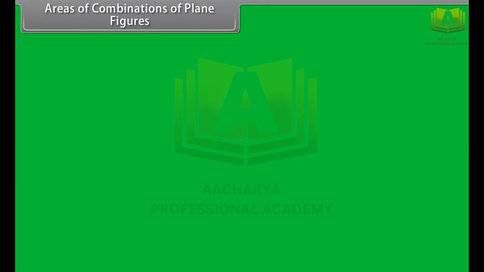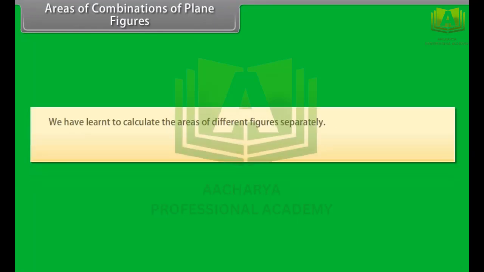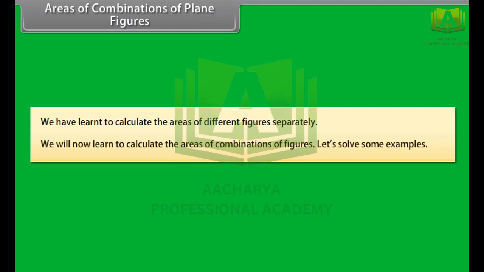Areas of combinations of plane figures. We have learned to calculate the areas of different figures separately. We will now learn to calculate the areas of combinations of figures. Let's solve some examples.